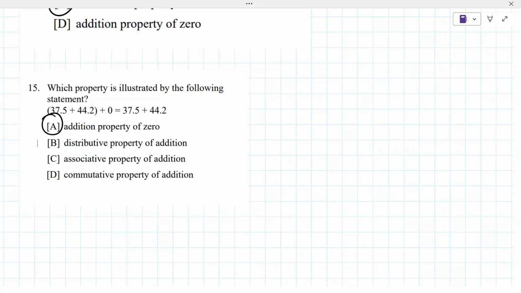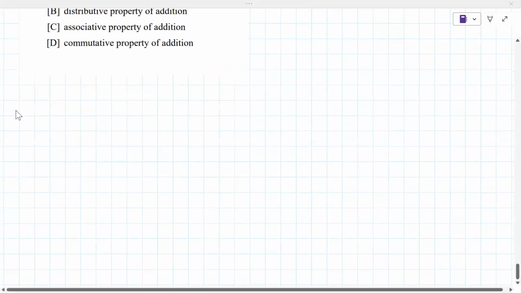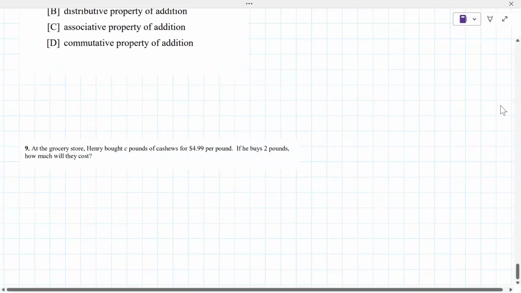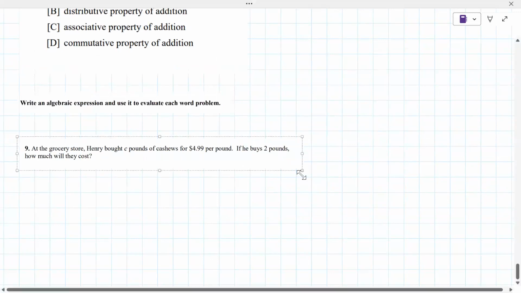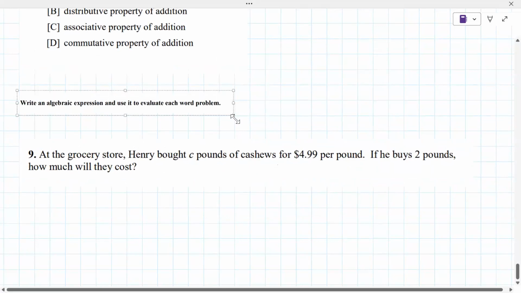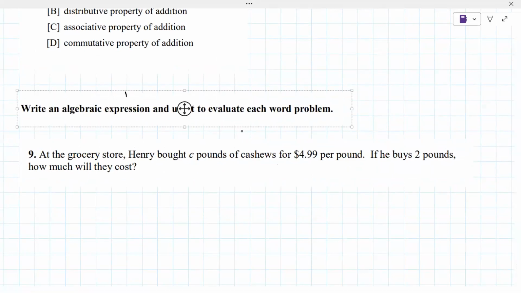Let's try this one. So the instructions are, in data order, you have to first write an algebraic expression and then evaluate it. So think of that as part A and then part B. What is part A?